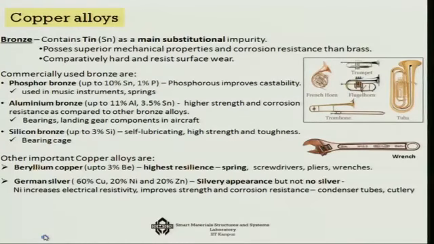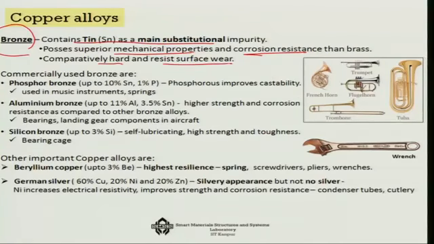There is of course a very important variation of copper alloy, which is bronze. An entire part of the civilization, we categorize it as the Bronze Age, right. And in it instead of zinc, tin is the main substitutional impurity. Now, this also gives better mechanical properties as well as better corrosion resistance than brass, but it is comparatively hard and it resists surface wear.